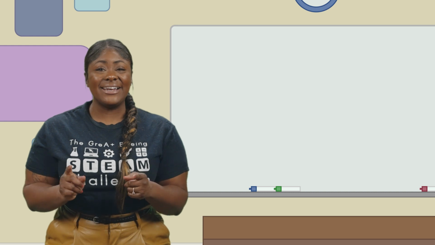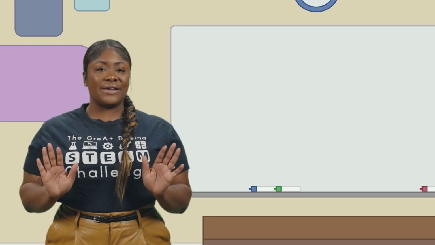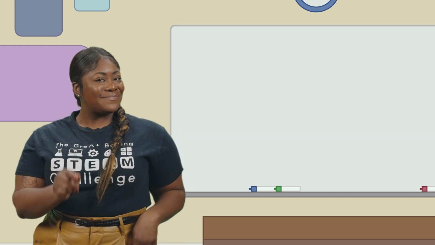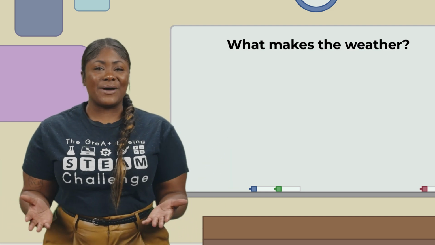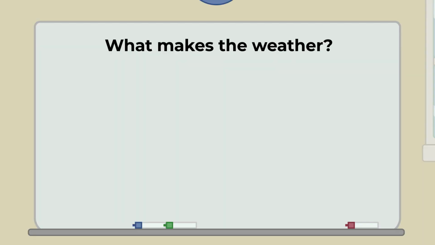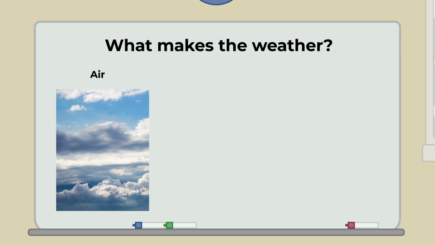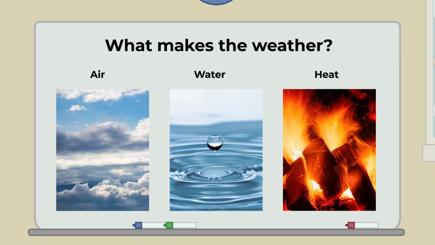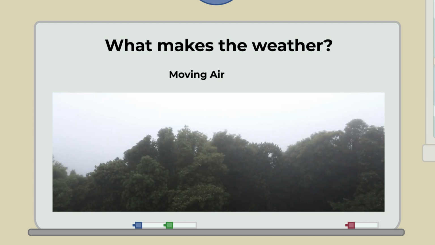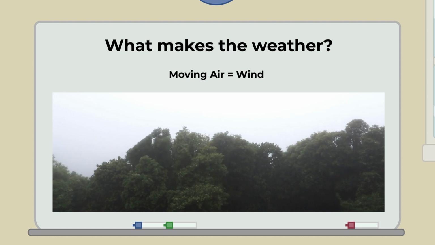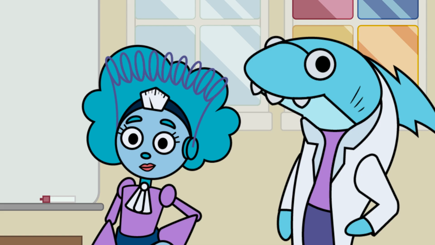Wow! Like lightning, you guys gave shockingly great answers. So, what makes the weather? What makes the weather is the combination of air, water, and heat, specifically moving air, also known as wind. Wind is air moving quickly.